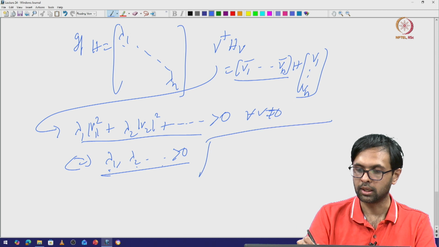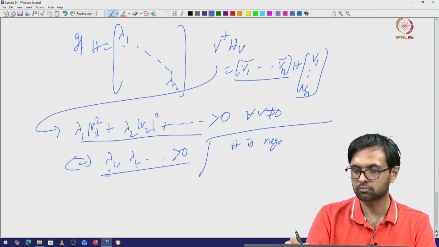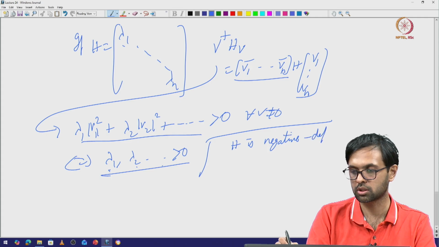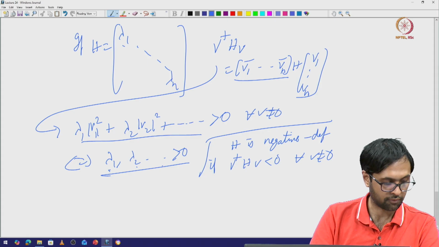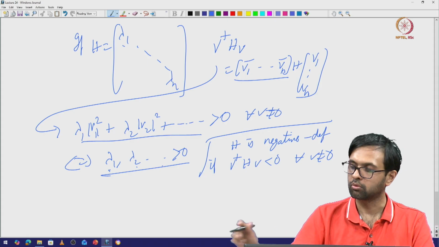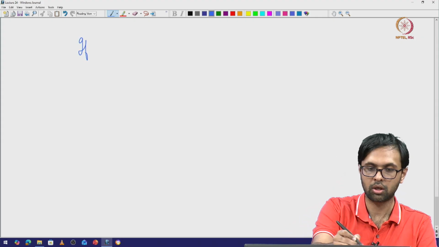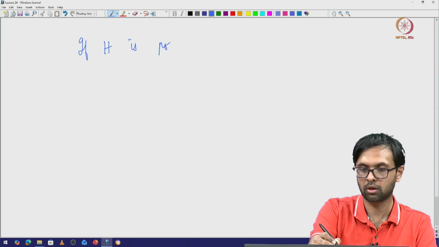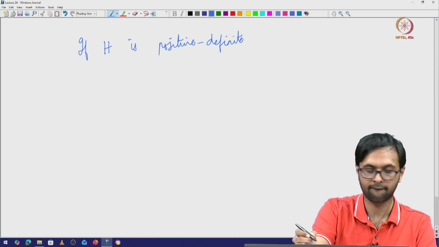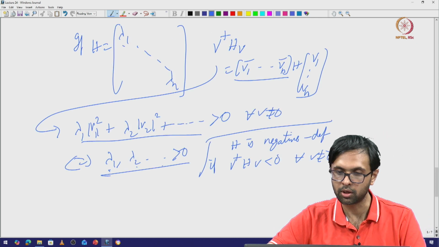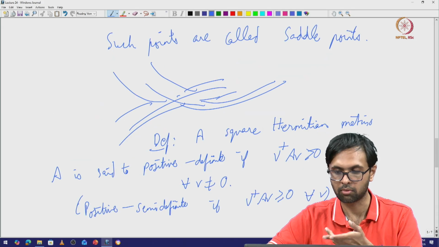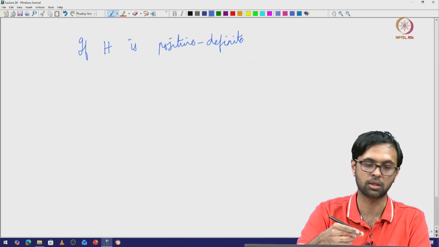Likewise, H is negative definite if minus H is positive definite, if this is less than 0 for all V not equal to 0, and likewise you have negative semi-definite. Okay. So the first non-trivial observation is if H is positive definite, right? Just a small point, I called it A here. I'm going to call it H from now on because we'll use the Hessian.